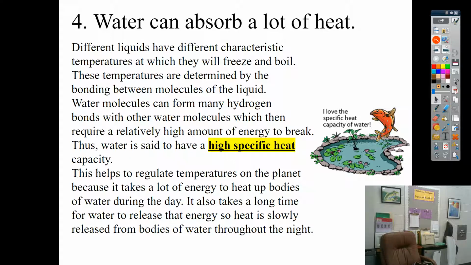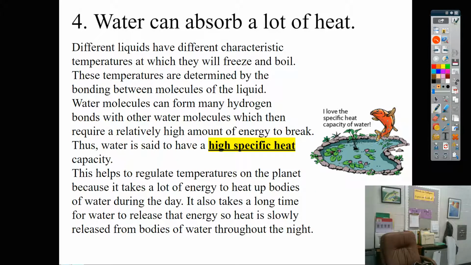Third one. Water can absorb a lot of heat. Different liquids have different characteristics. If I put water on the table and I put alcohol on the table, which one's going to evaporate first? Water. I mean, not water, alcohol. Don't believe me? In that little container is alcohol. If one of you will very carefully just pop the lid off and set it next to it.